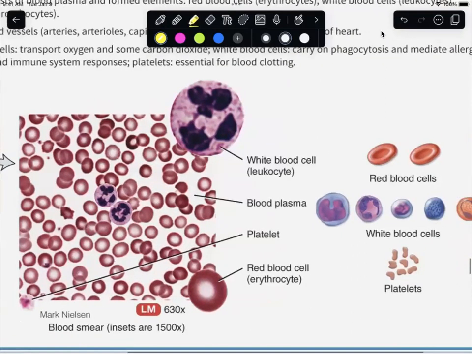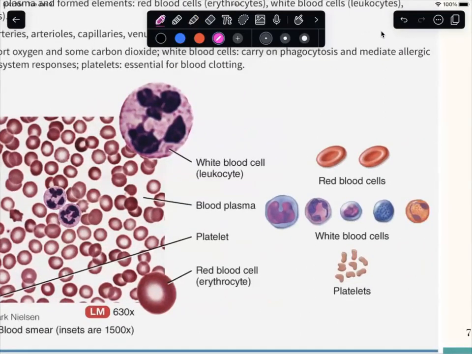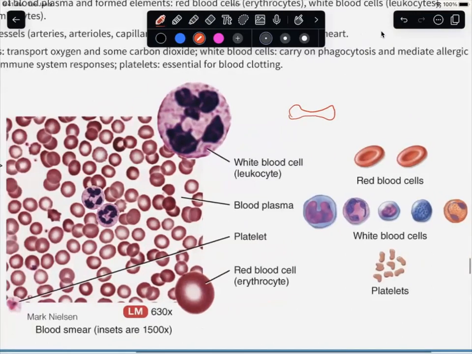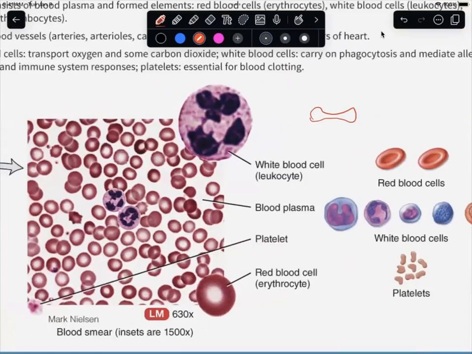Red blood cells are kind of this biconcave disc. So they're kind of showing you from one side, but they're biconcave, so they kind of go both directions. They cave in on both sides. That's why the center of it kind of looks lighter than the outside.